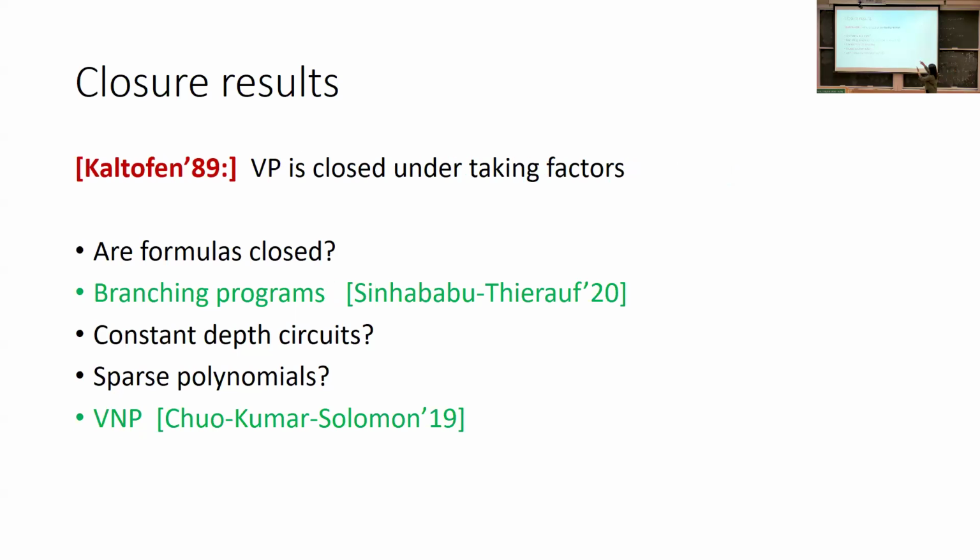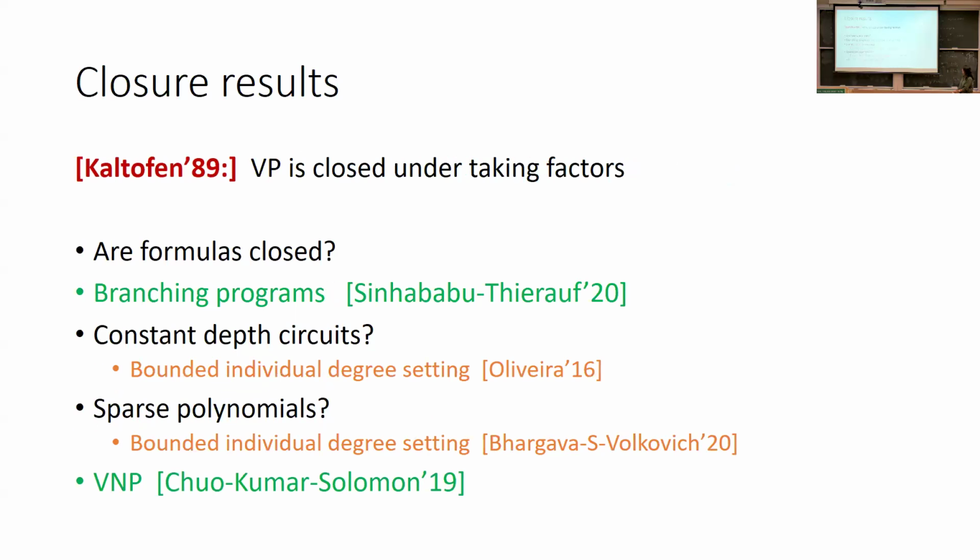Till recently, we knew that branching programs are closed under taking factors. VNP is closed under taking factors. And there's some mild work for sparse polynomials and constant depth circuits, if you can bound the individual degree of each variable by an absolute constant, even then we have some closure results, none.